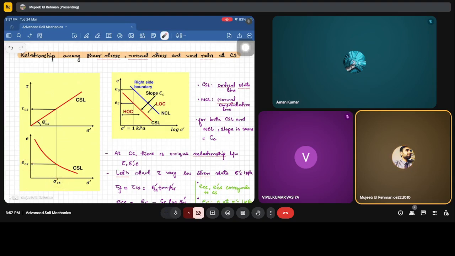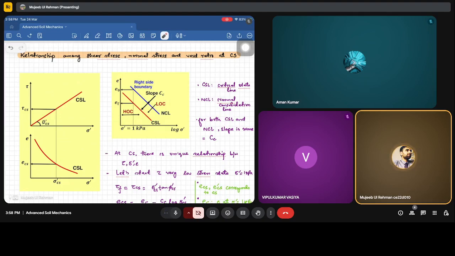Now, since it's a non-linear plot, it's always advisable, if we want a linear variation and to account for the large range of stresses sigma dash, to take a log plot. So this is e versus log sigma dash. This is the CSL line, and this is the normal consolidation line. Generally, you will get this line from the consolidation, where we are doing the loading.